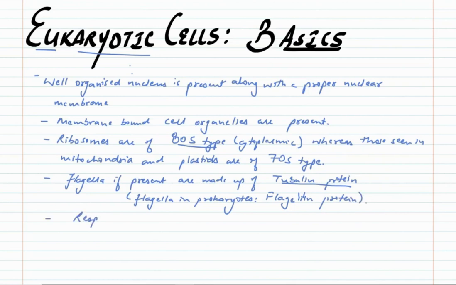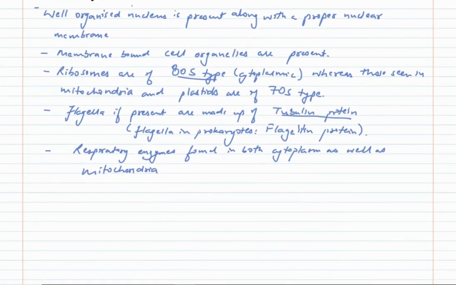Respiratory enzymes that help in the oxidation of substrate are found both in the cytoplasm as well as mitochondria. Whereas in prokaryotes, since mitochondria is absent, all the respiratory enzymes are present only in the cytoplasm.